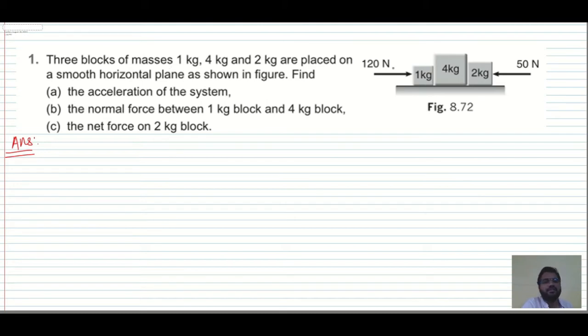3 blocks of masses 1 kg, 4 kg and 2 kg are placed on a smooth horizontal plane as shown in the figure. Find the acceleration of the system. So we want the acceleration of the system. Whenever this type of problem is given, firstly draw the diagram. So this is the diagram given.